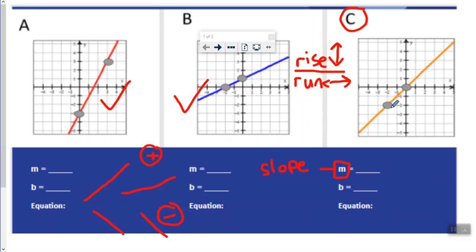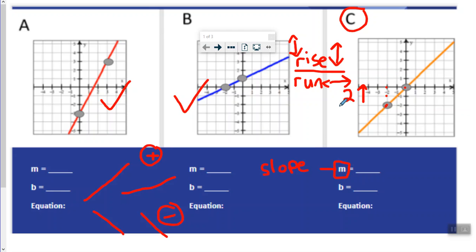So to do this, you pick any 2 points on the line. They picked this one and they picked this one. So first we need to do rise, okay? Rise means how many spaces do you go up or down? So let's count. Let's start from here and then we're going to go here. 1, 2. We went up by 2.